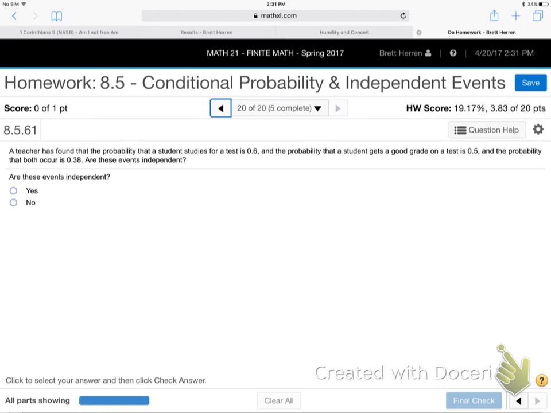Okay. A teacher found the probability that a student studies for a test is 0.6, and the probability that the student gets a good grade on a test is 0.5, and the probability that both occur is 0.38. Are these events independent?